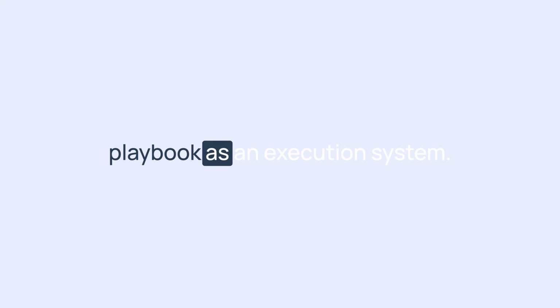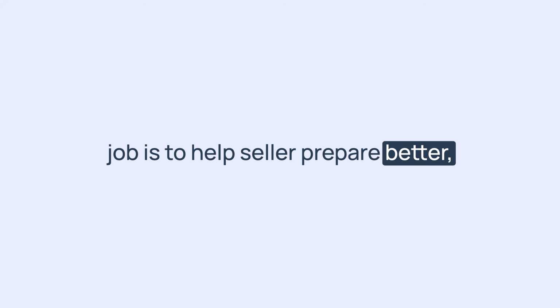Not in theory, but inside a real organization where time is limited, managers are busy, content is scattered, and sometimes, or actually most of the time, CRM hygiene is imperfect, and you probably don't have 6 months to build the perfect playbook. So the first and most important thing you need to understand is that you should treat the sales playbook as an execution system. Its job is to help sellers prepare better, run stronger conversations, follow through with more clarity, and move deals forward with less guesswork.